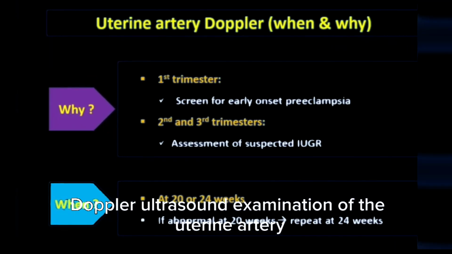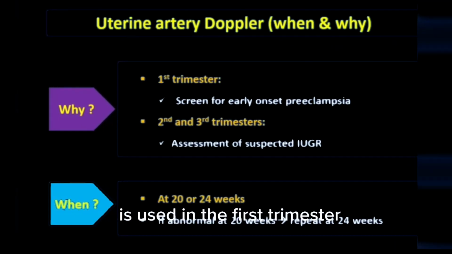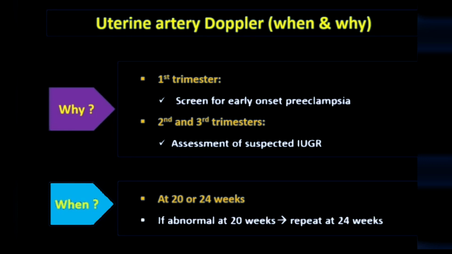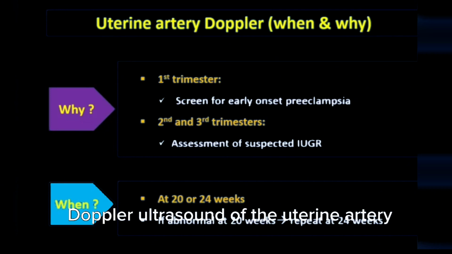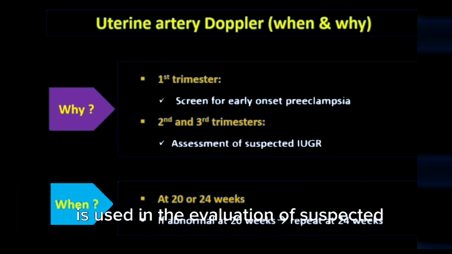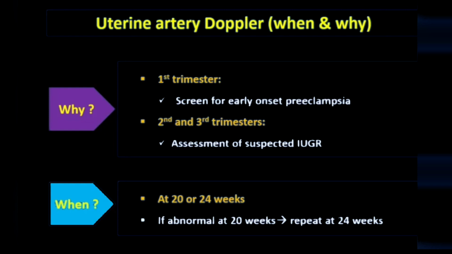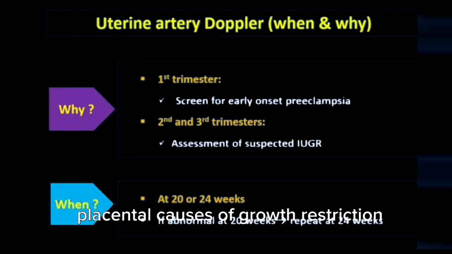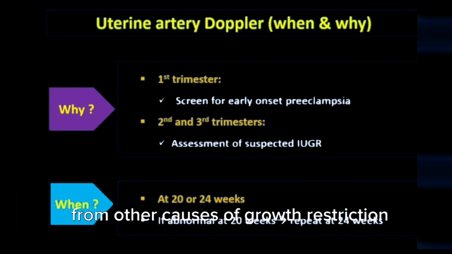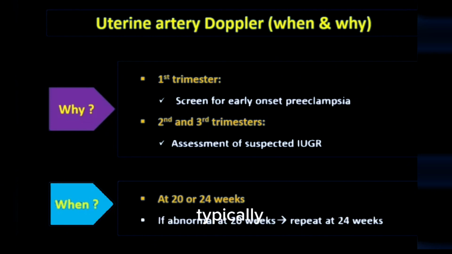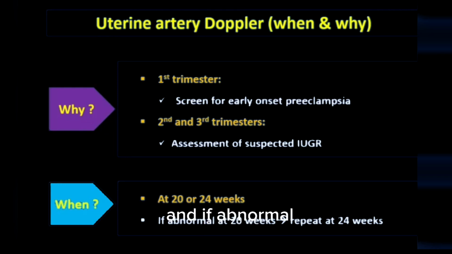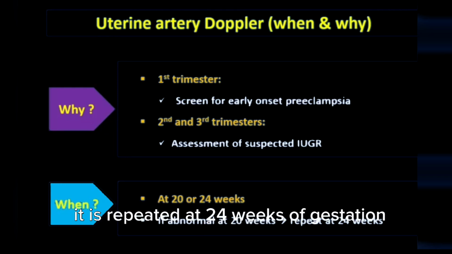Doppler ultrasound examination of the uterine artery is used in the first trimester to screen for early onset preeclampsia. In the second and third trimesters, Doppler ultrasound of the uterine artery is used in the evaluation of suspected intrauterine growth restriction. Uterine artery Doppler can be used to help distinguish placental causes of growth restriction from other causes of growth restriction. Typically, this screening test is done at 20 weeks of gestation, and if abnormal, it is repeated at 24 weeks of gestation.